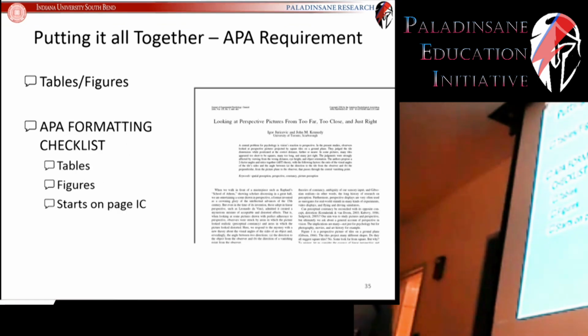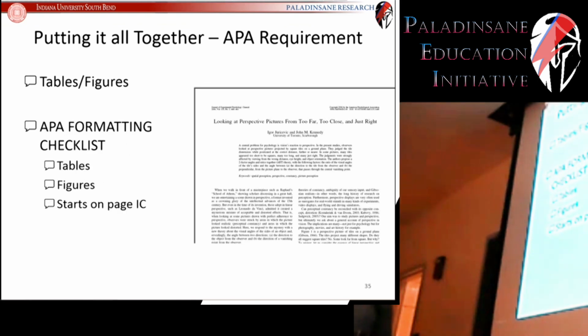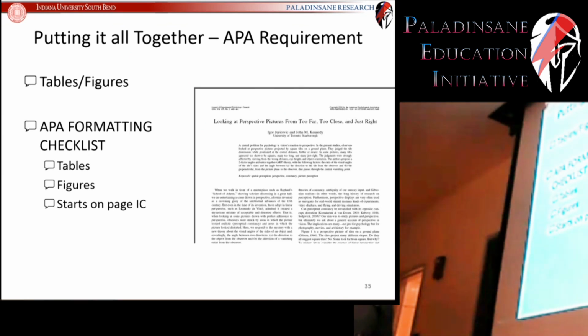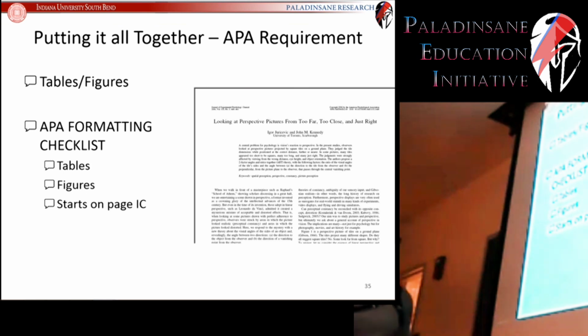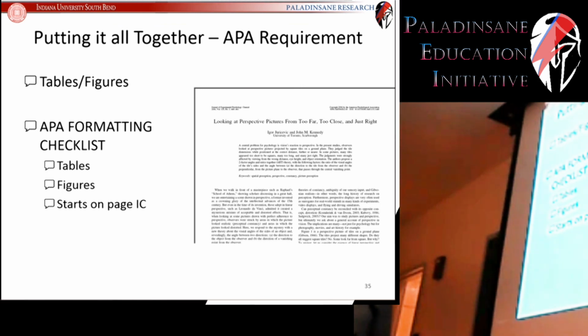In terms of APA style, they have a checklist for tables and figures in your textbook. Again, if it's formatted the way I have it, it starts on page IC. But again, you can just look for the APA formatting checklist, and it'll give you a nice sort of checklist to go down to make sure that your figures and/or your tables are correctly formatted.